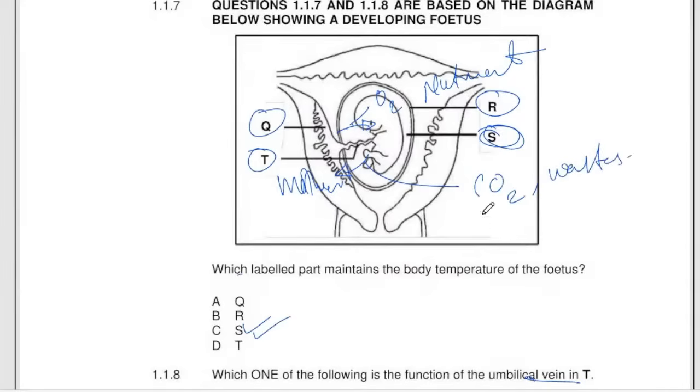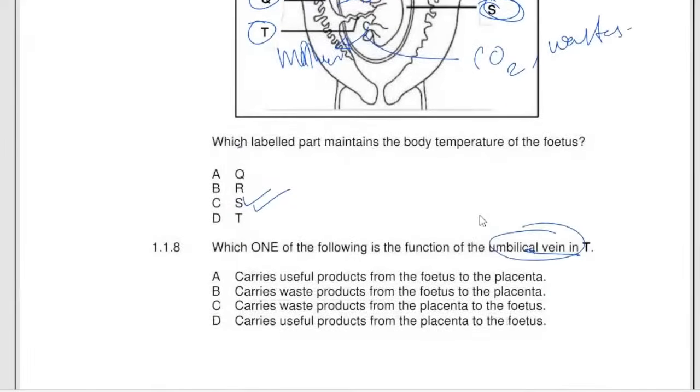Yes. So now we come back here. What are they looking for? We are looking for the umbilical vein, the one which is supposed to have a lot of nutrients. So it carries useful products from the fetus? No. Because from the fetus it becomes wrong. It doesn't carry waste products. Say that it carries useful products from the placenta. Here they said from the fetus to where? Yet the fetus is the one which requires this. So the answer becomes from the placenta to.